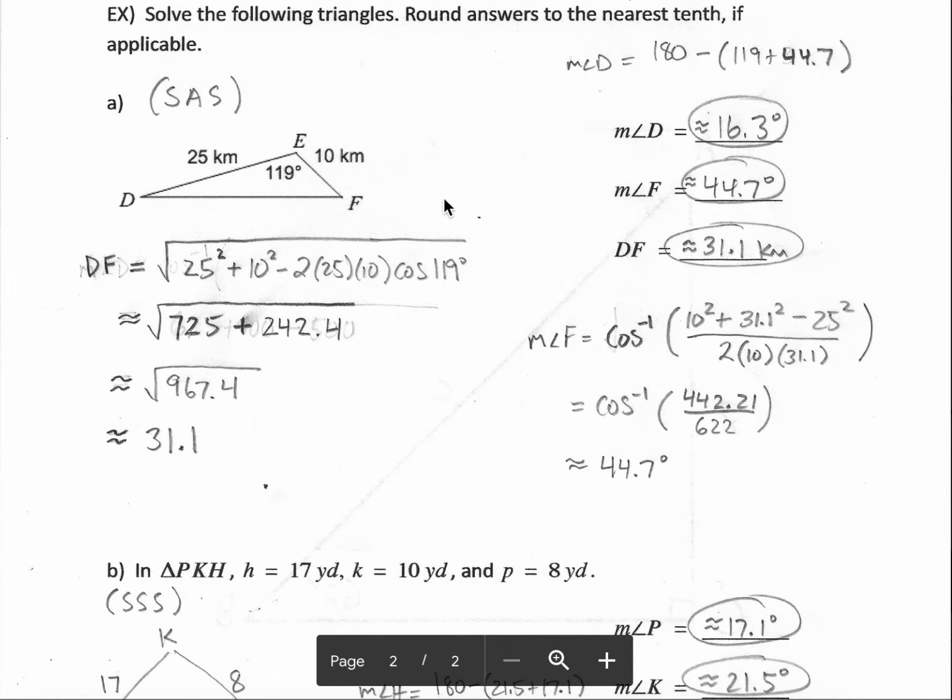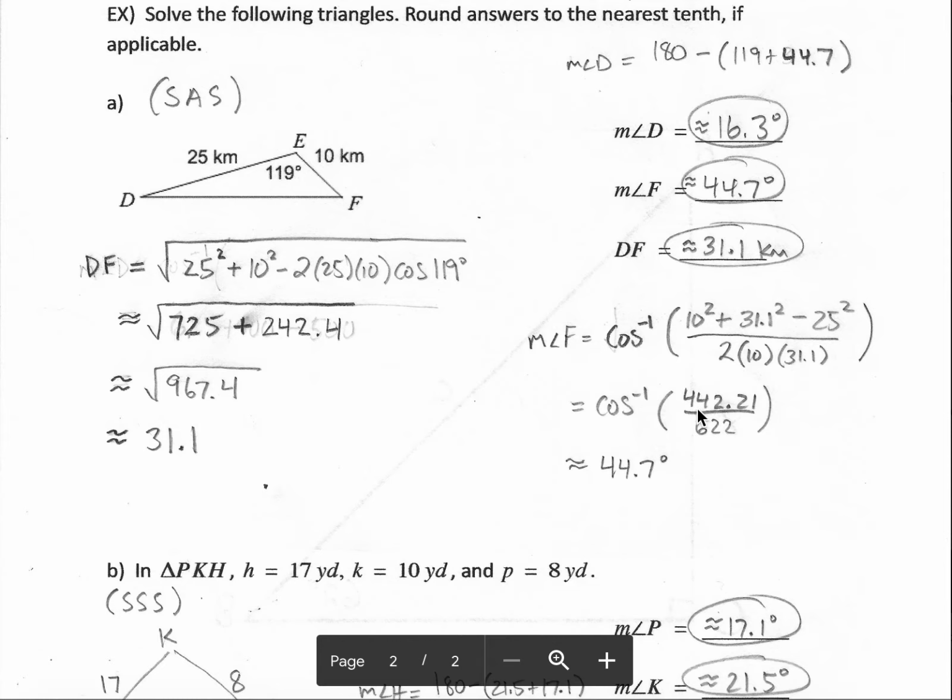Now that I have all three side lengths, I'm going to be able to solve for one of my angles that's missing. It actually doesn't matter which one you do. I'm going to solve for angle F. You can challenge yourself to solve for angle D and see if we get the same answers here. When we use our inverse cosine to solve for our angle, this equation right here, angle F, we're going to use the two sides that are closest, and we're going to square those and add them together. So 10 squared plus what we just solved, 31.1 squared. Then I'm going to subtract the square of the side that's opposite or farthest away.